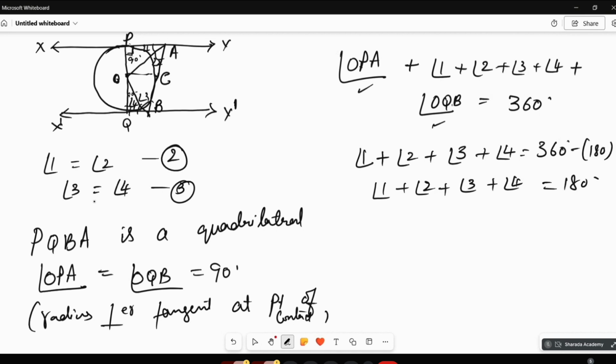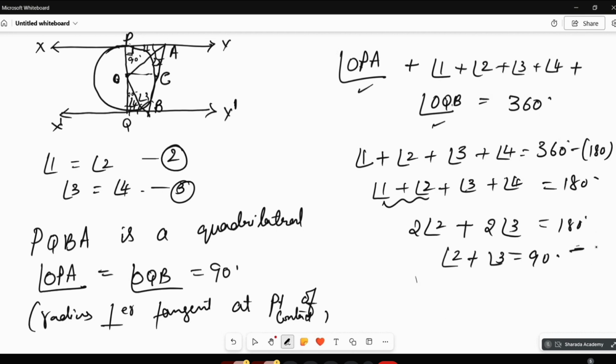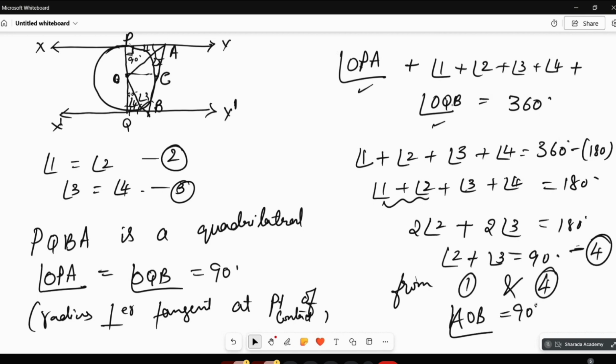Now I know 1 and 2 equal, 3 and 4 equal. Instead of 1, I can write 2 only. So 2 times angle 2 plus 2 times angle 3. Instead of 4, I can write 3 only. So 2 times angle 2 plus 2 times angle 3 is 180 degree. 2 plus 3 is 90 degree. So this equation, I'll write it as 4. From 1 and 4, what will we know? AOB is equal to 90 degree. AOB is 90 degree. That's all.